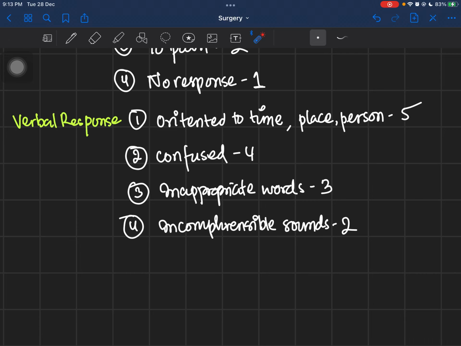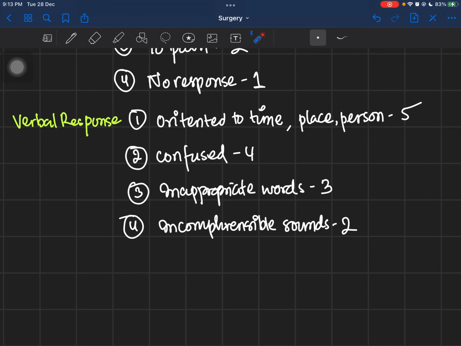Patient is quite confused, and patient is speaking in sentences, but patient is confused. You give them a score of 4. The patient says, like, continuously blabbering a bunch of words, but these are inappropriate words. The patient does not speak in complete sentences. The patient does not respond to your questions.